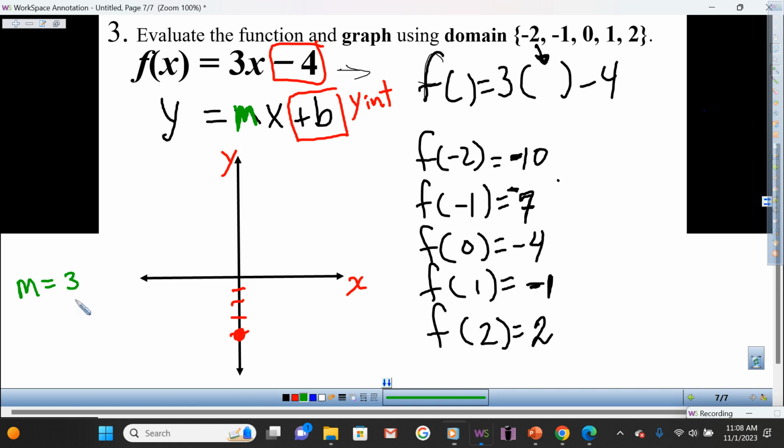3 in fraction form is 3 over 1. So the 3 is positive, so we're going up. The 1 is on the denominator, and we're always going to the right. So 3 up, 1 to the right.